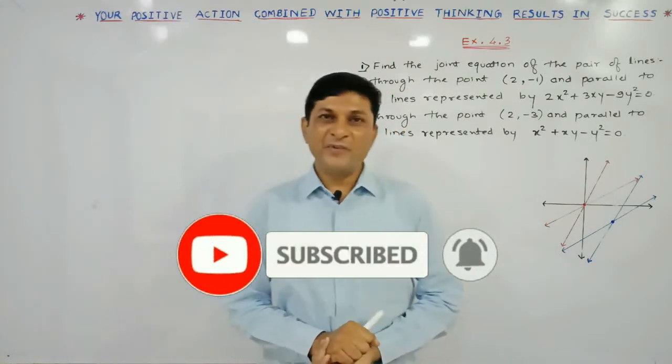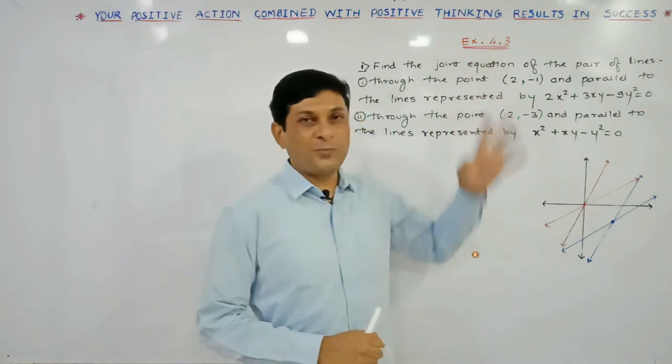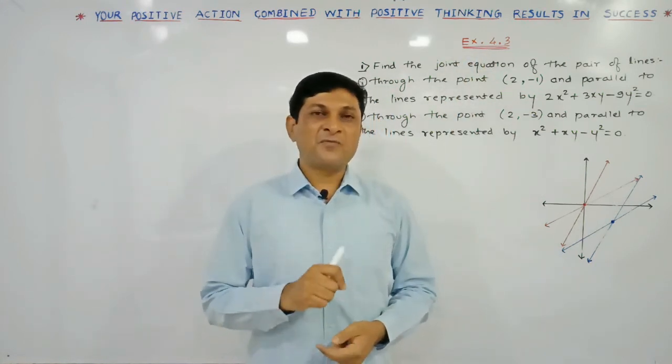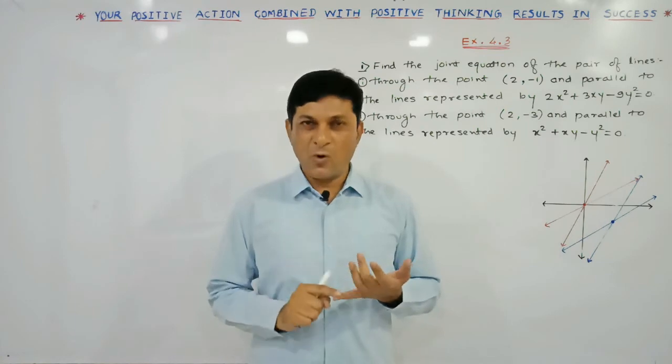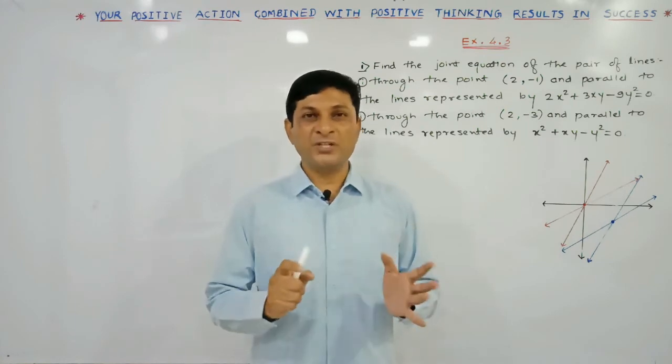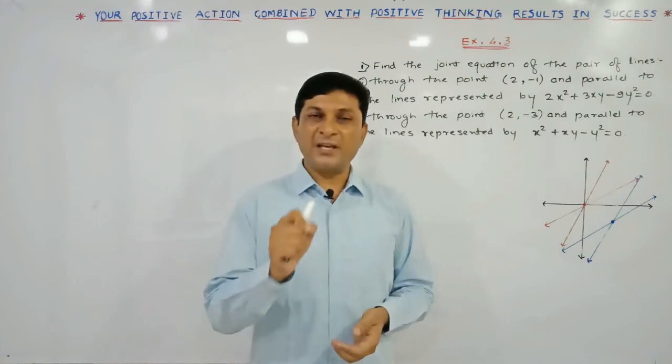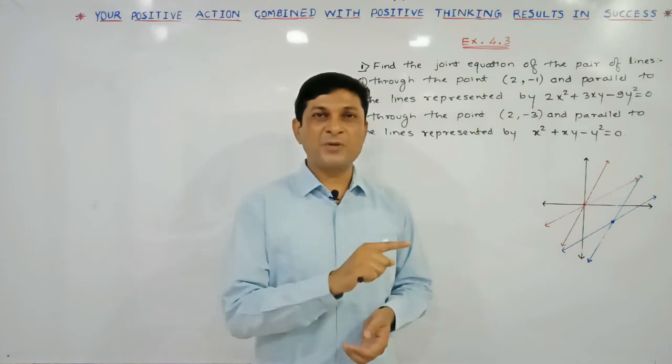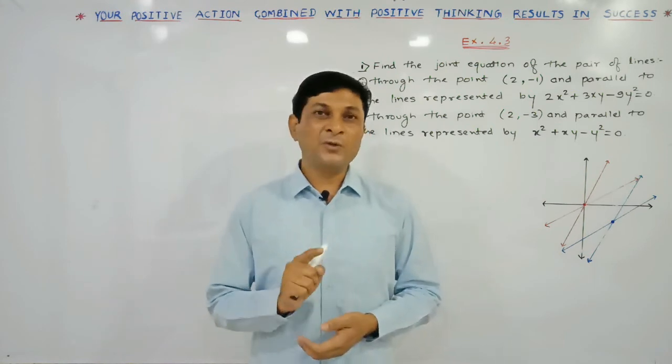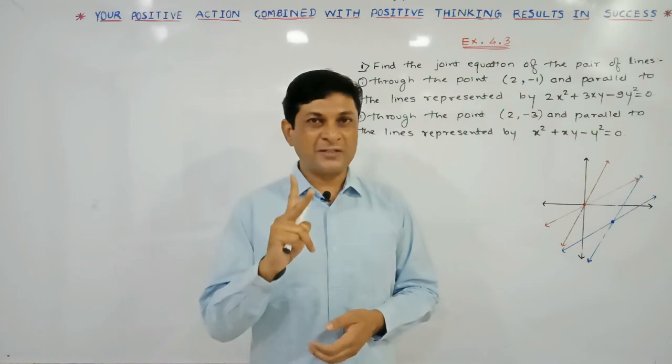So today we are solving the example from exercise 4.3. To solve the example from this exercise, you should know all the results related to the homogeneous equation. Which equation? ax² + 2hxy + by² = 0. We know that it represents a pair of lines passing through the origin.